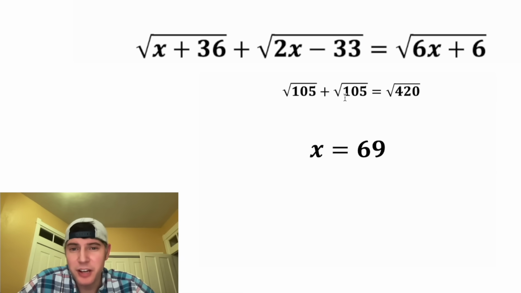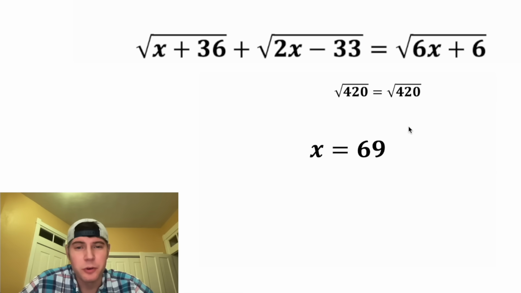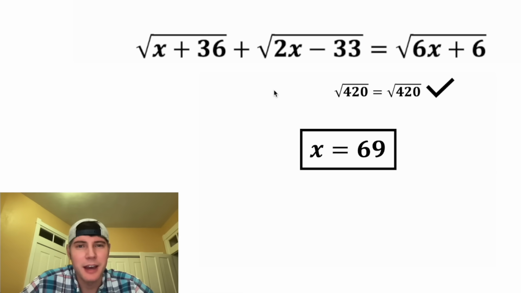So we got to simplify this left-hand side. Square root of 105 plus square root of 105 is equal to 2 square roots of 105. And then we can rewrite this 2 as square root of 4. And now these two square roots can be combined into the same square root, and 4 times 105 is 420. Nice. And since square root of 420 is equal to square root of 420, this checks out. So x equals 69 is the solution to our original equation. Let's put a box around it. How exciting.